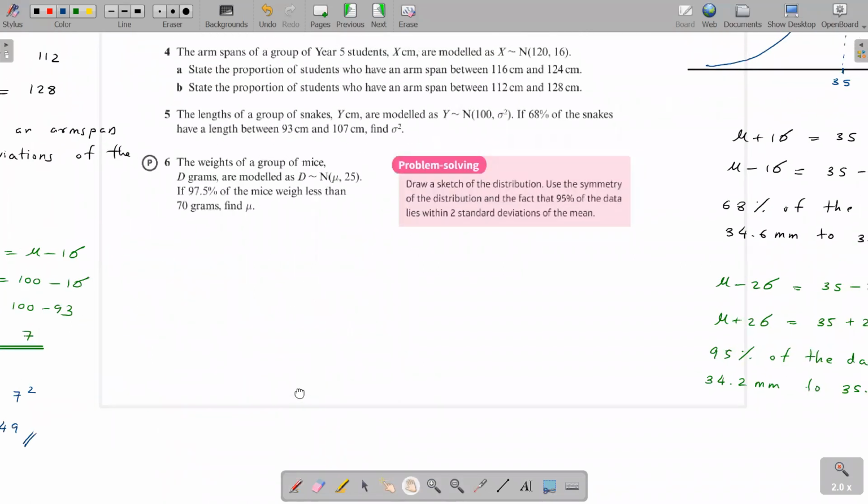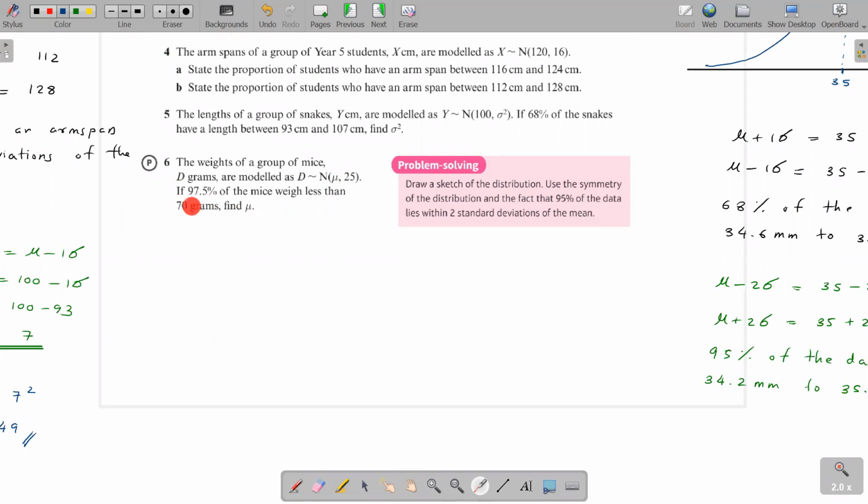Okay, so moving on to question number 6, they say the weights of a group of mice, D grams, are modeled as D follows a normal distribution with mean mu and variance 25. Now remember this notation, the first one is mu, the second one is the sigma square. So remember 25 is the sigma square. Okay, if 97.5% of the mice weigh less than 70 grams, find mu.